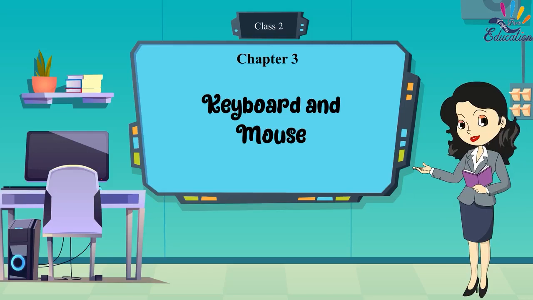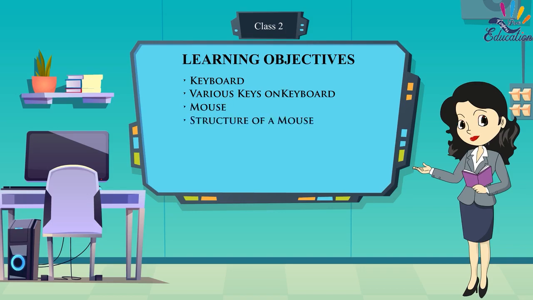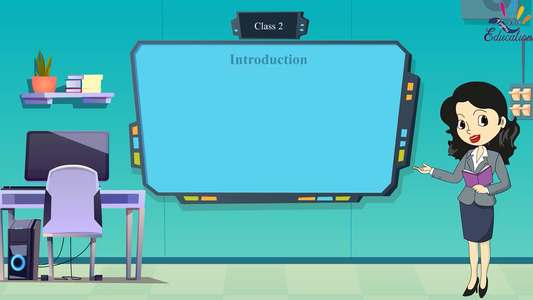Chapter 3: Keyboard and Mouse. Learning Objectives. Keyboard. Various keys on keyboard. Mouse. Structure of a mouse. Types of mouse. Working of mouse.